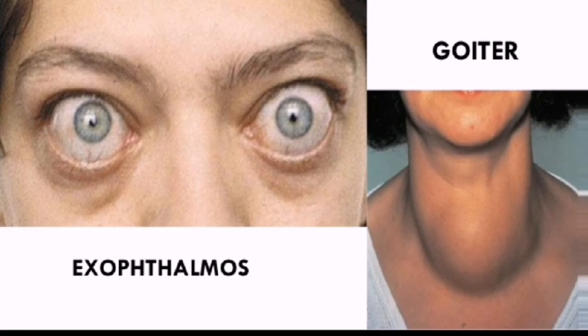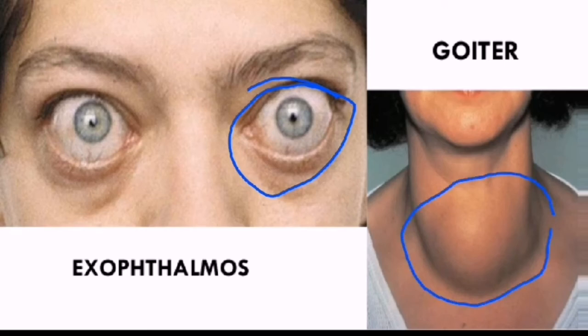Here the goiter and exophthalmos. You can see the exophthalmos because the eyeball is pushed forward. In goiter, you can see here the large swelling of the thyroid gland because of the overproduction of thyroid hormone.